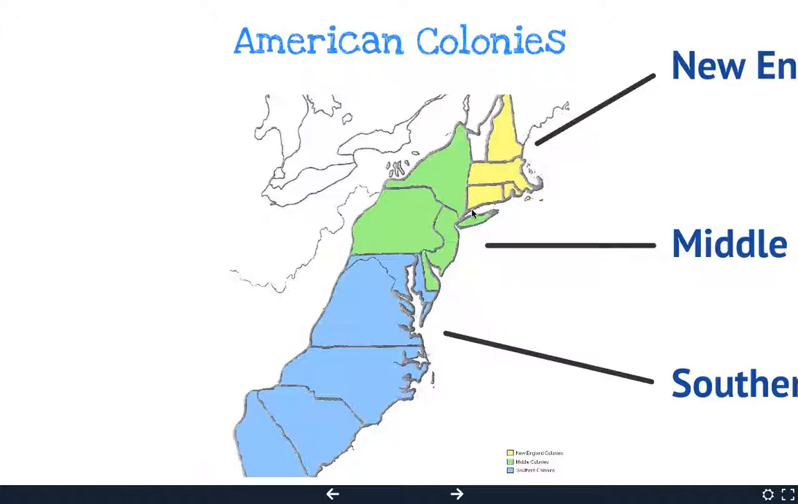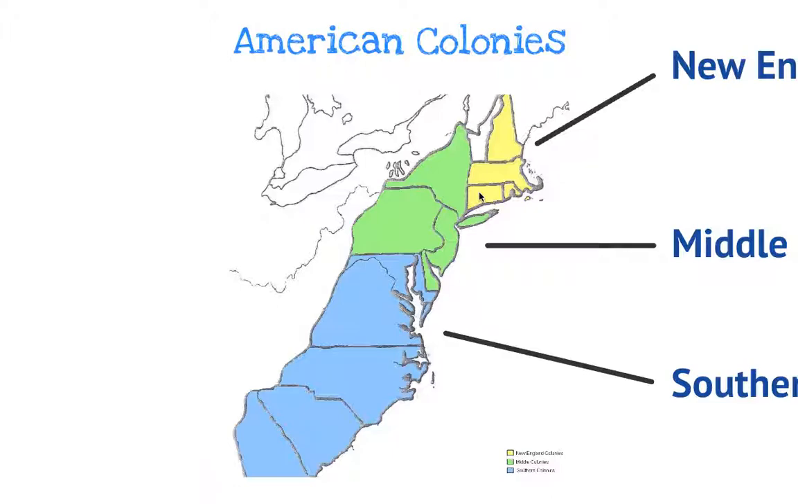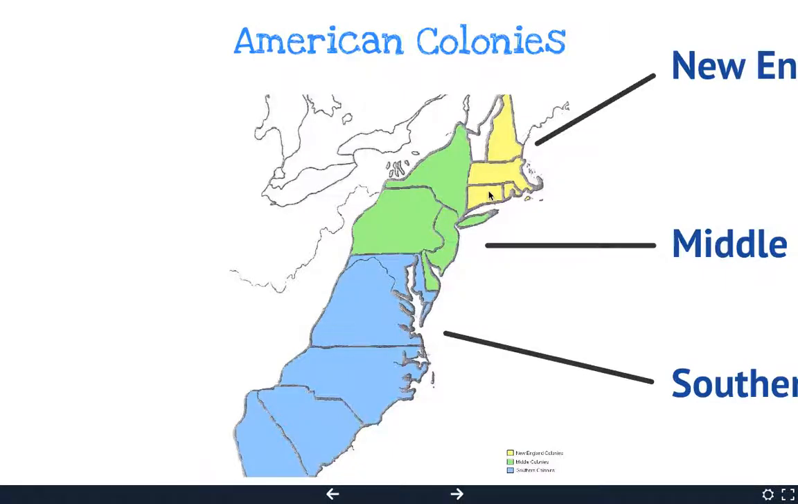Then we have Connecticut right here. Connecticut was also founded for religious freedom. A guy named Thomas Hooker started Connecticut, and I always remember this a silly way, but I always remember that the hooker goes to Connecticut. So whatever it takes, right?